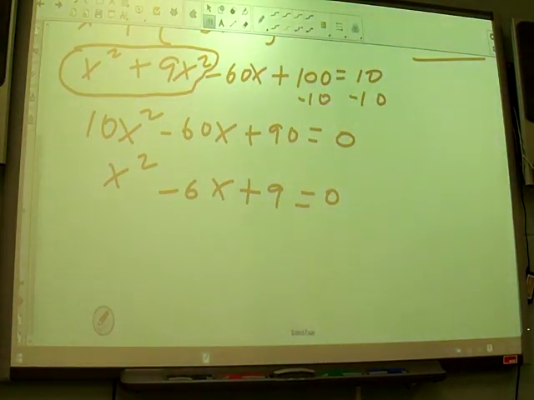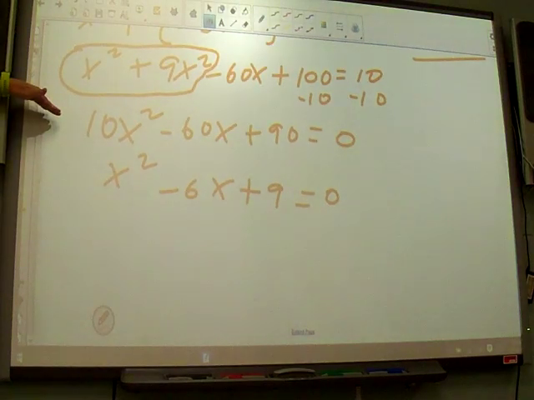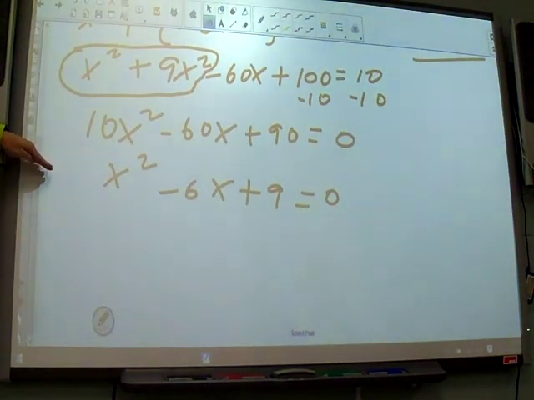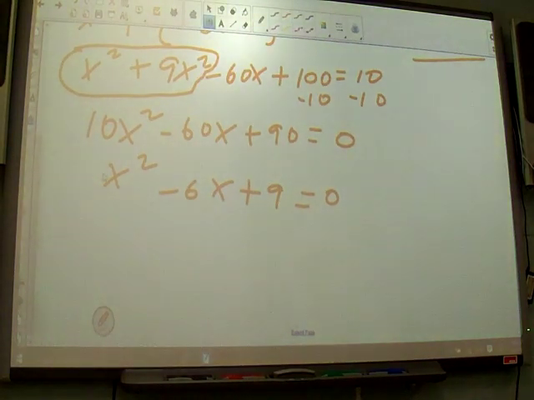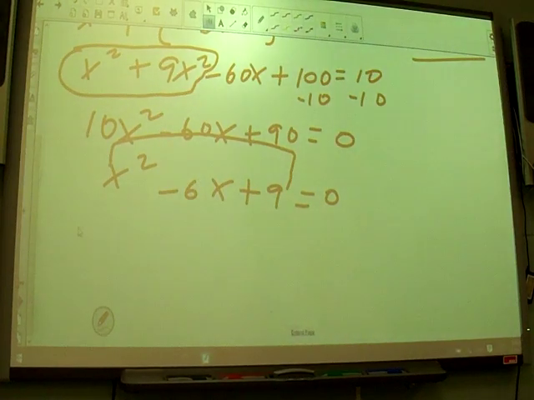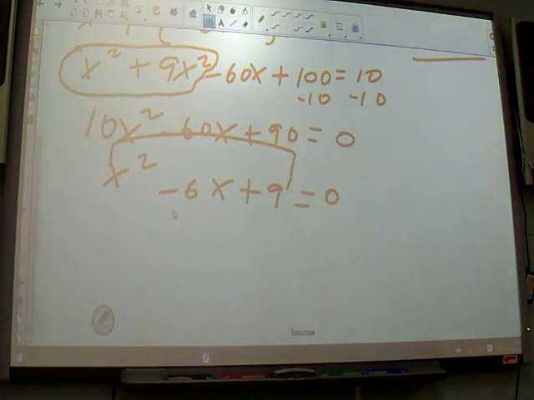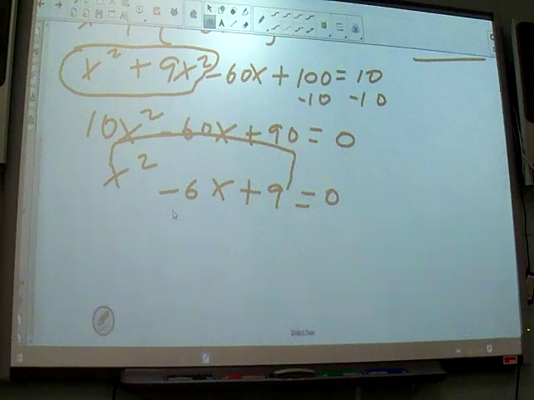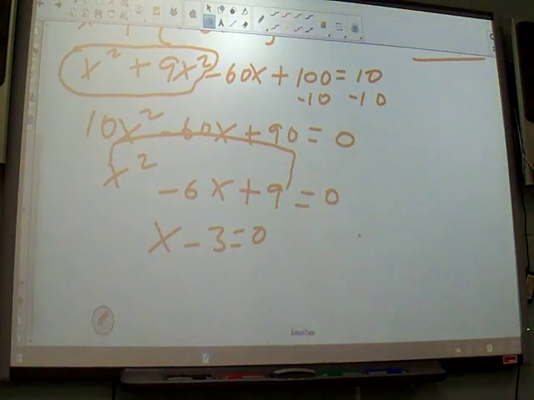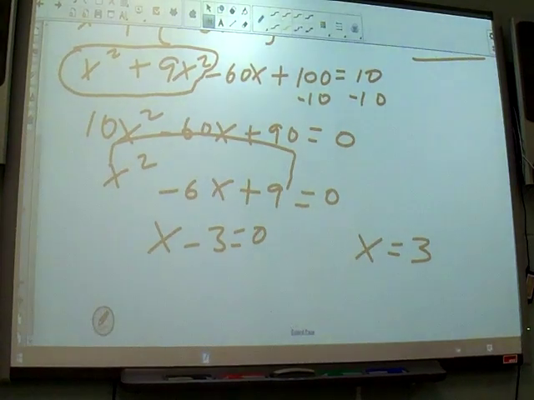That was not necessary. If you already started here with an A of 10, a B of negative 60, and a C of 90, and you use the quadratic formula, it will work. Okay, but look at what I've created now. This is factorable. What multiplies to make 9, but adds to make negative 6? Negative 3 and negative 3, which would get the answer Garrett said, because if x minus 3 equals 0, that would mean x has to equal 3.